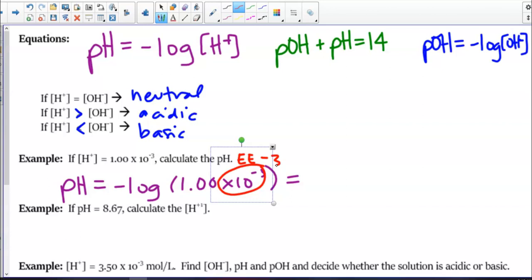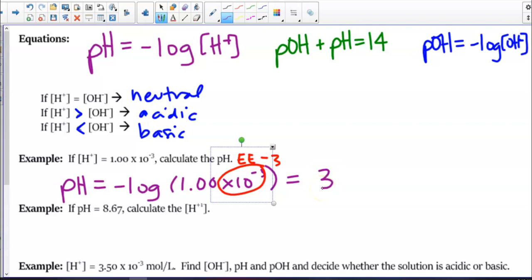The log, you're going to have to find the log button. Some calculators you have to type log first, going left to right. Some calculators you have to type it after you type in the numbers. So you're going to have to practice with your calculator. And then don't forget the negative. So when I type this one in, I get 3.